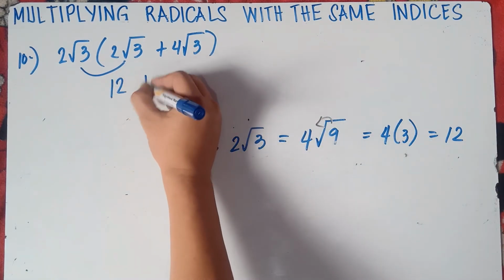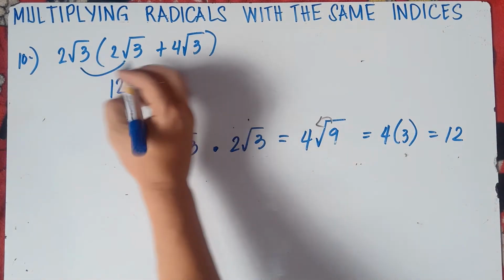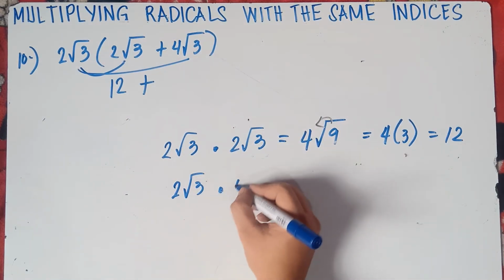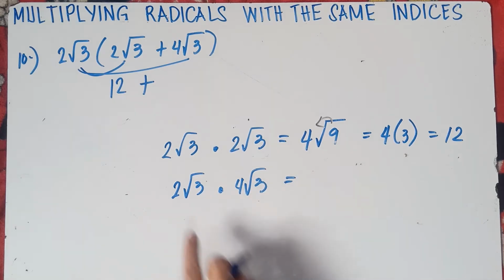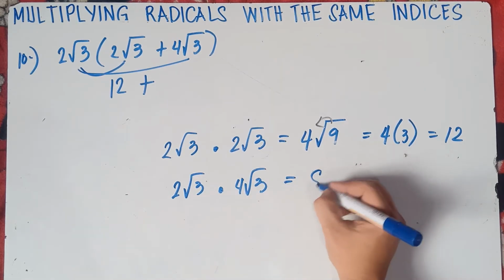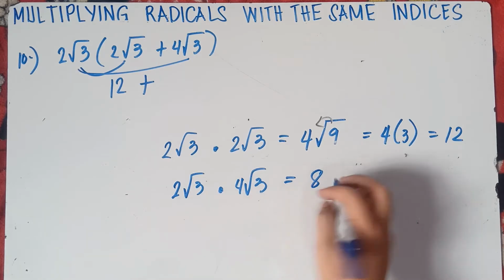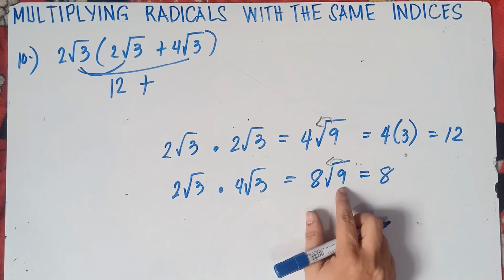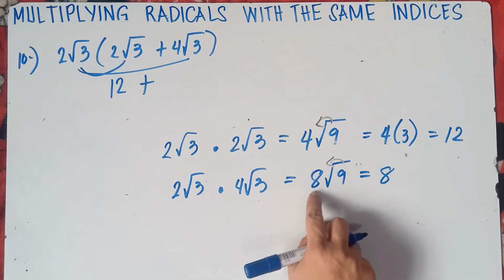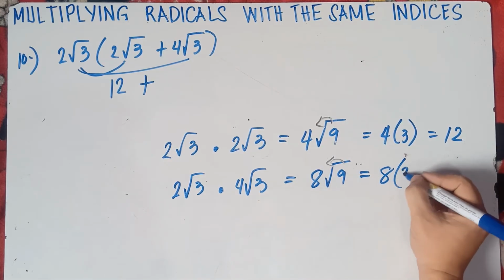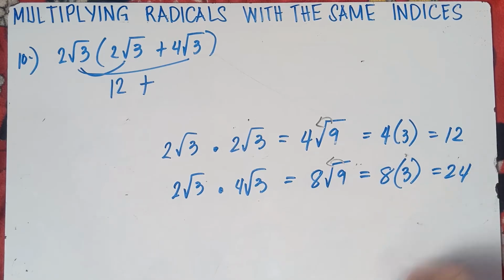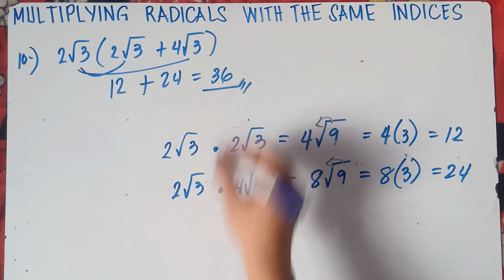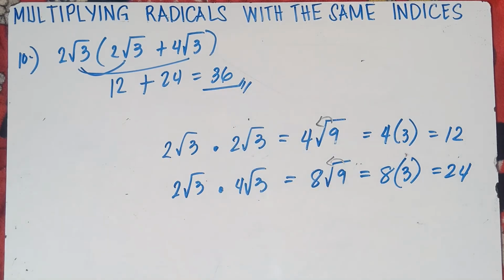So 12 plus, simplify this one, multiply 2 square root of 3 times 4 square root of 3. So this will be 2 times 4, that is 8. Square root of 3 times square root of 3, that's square root of 9. So copy 8. Square root of 9, that is 3. You put it outside, then you multiply it by 8. So this will be 8 times 3, that is 24. So 12 plus 24, that is 36. So this is the answer, class, for number 10, 36.